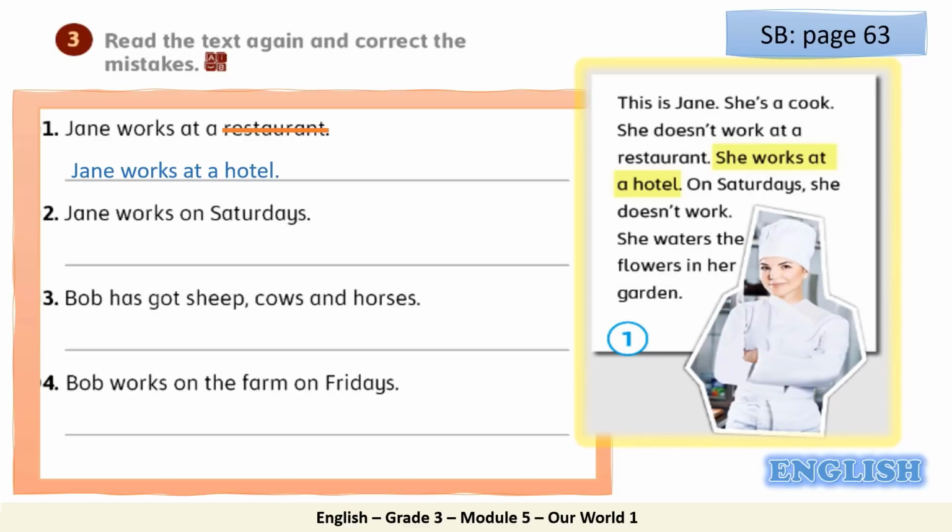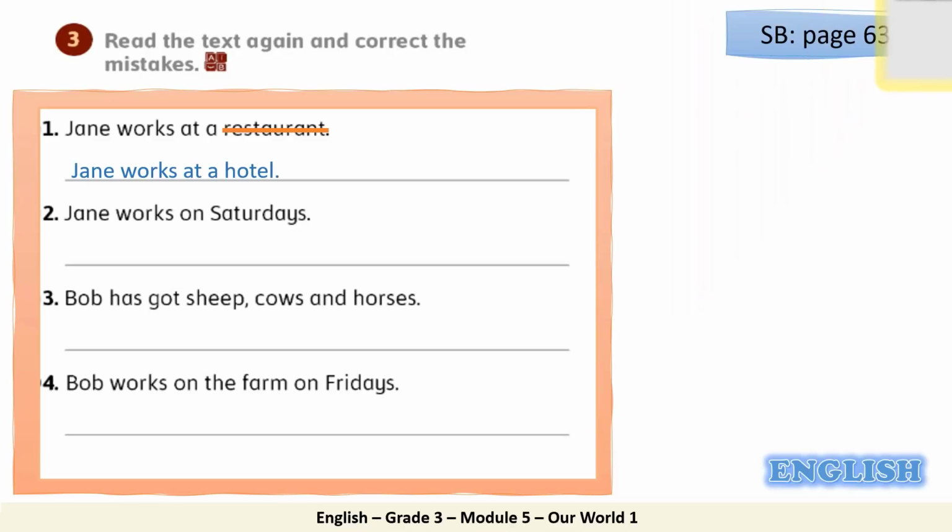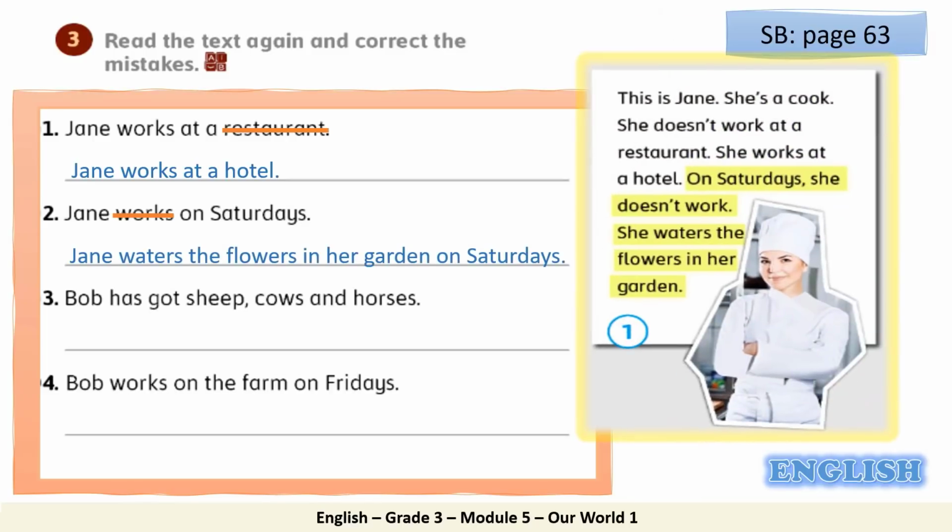Now pause the video and correct the rest of the sentences by yourself. Are you ready to check your answers? Okay, let's do it. Number 2. Jane works on Saturdays. Does Jane really work on Saturdays? You got it! She doesn't work on Saturdays. She waters the flowers in her garden.